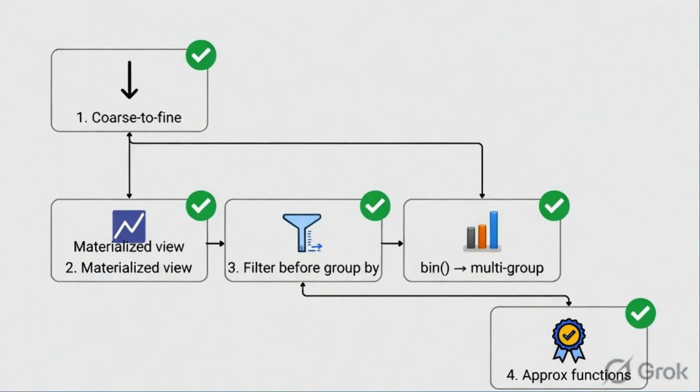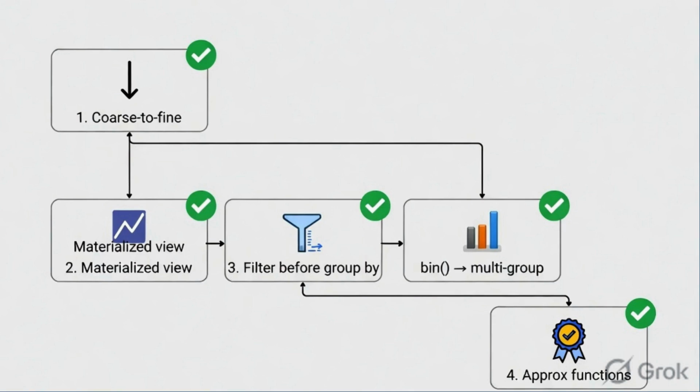Next, 2. Materialized view. Pre-compute common hierarchies like daily or regional aggregates. Green check. Query the view instead of raw data every time. Then 3. Filter before group by, funnel icon early in the pipe, where region equals west, or user ID in top 100, before adding more keys. Green check. Shrinks rows dramatically.